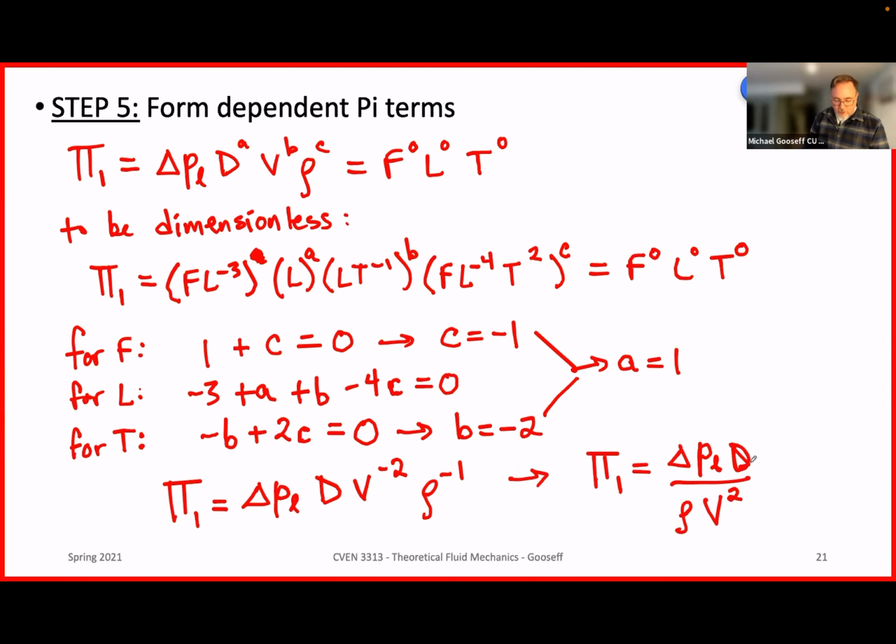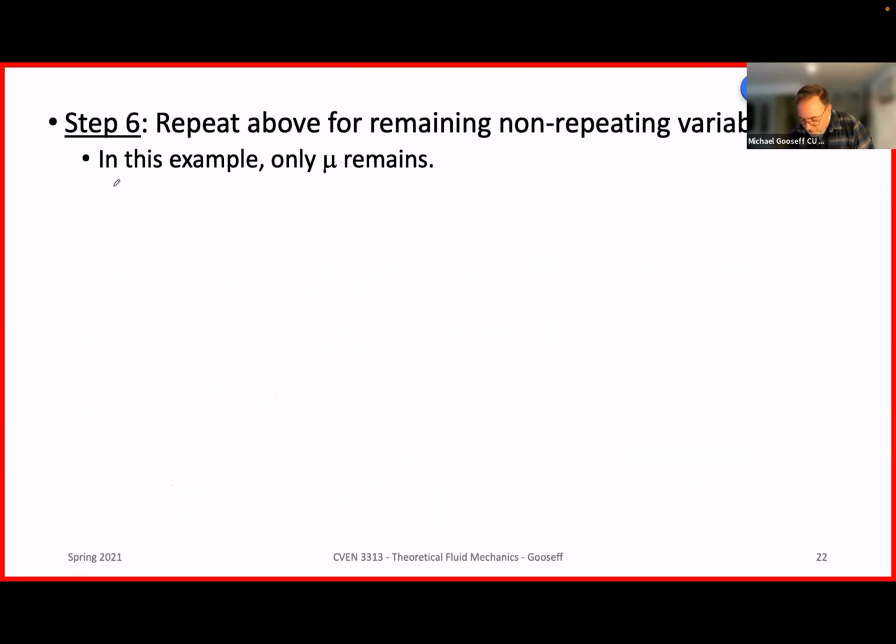So that's our first dimensionless grouping. The second dimensionless grouping looks like this. So what did we leave out? We have delta P included here, but of the 5 variables that we identified earlier, we now have to go to the other one that is not repeating. So D, V, and rho are going to show up again, but instead of delta PL, we're now going to have our mu. So pi 2 is equal to mu times the diameter raised to A, velocity raised to B, and rho raised to the C power.